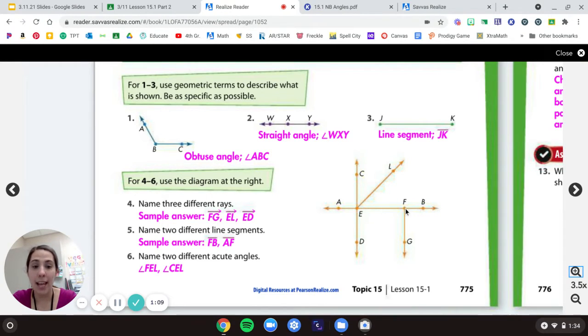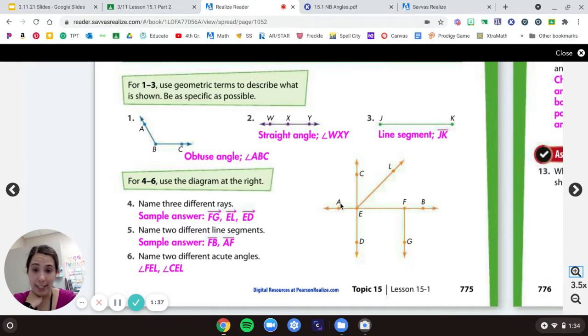What else can we do? Ray FB, ray AB. I think that covered most of them. Then you had to find line segments. So from one point to the other, just point to point. Line segment FB, with just a line across. Hope we know it starts and stops. Line segment AF. Yep, starts at A, ends at F.